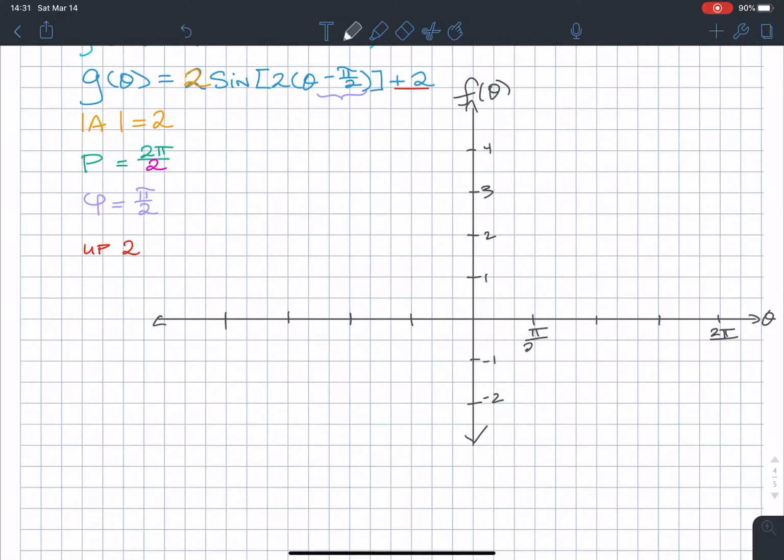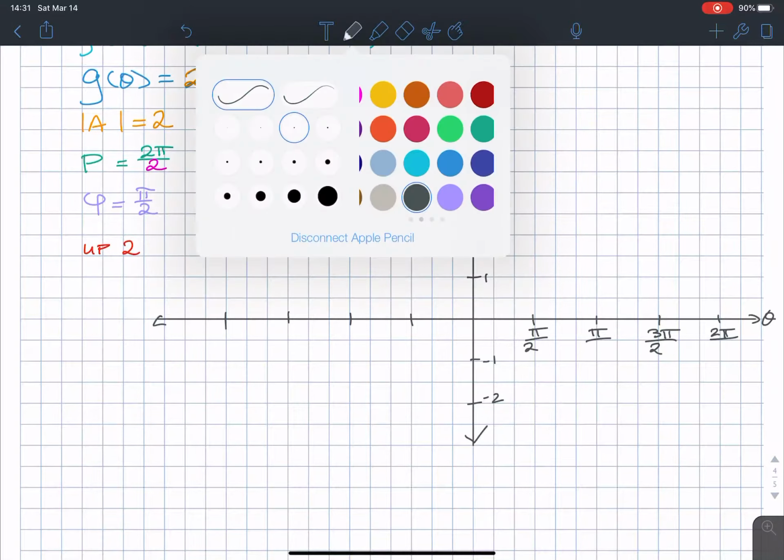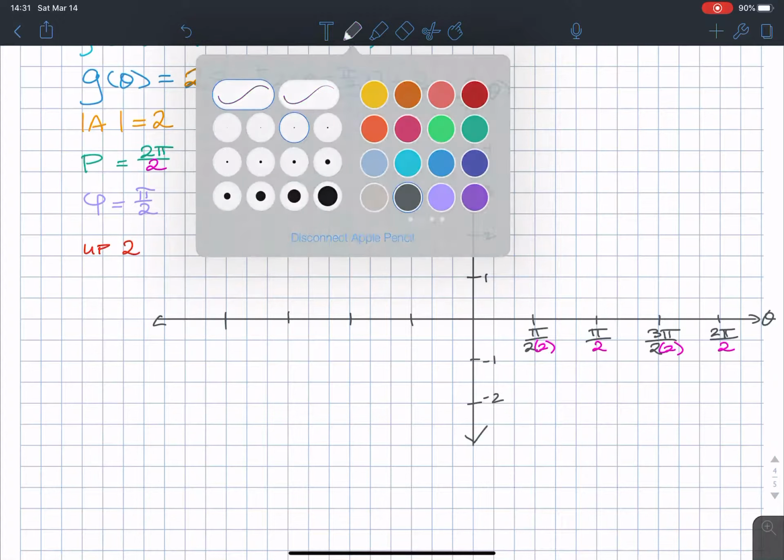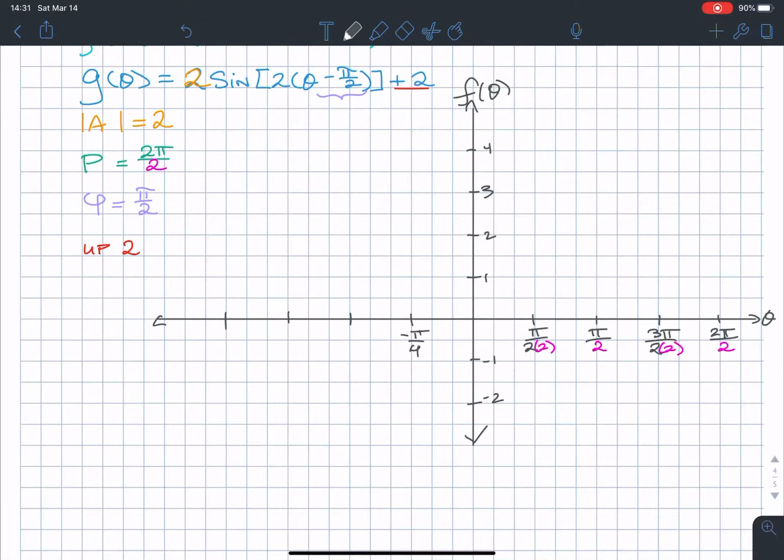So pi over 2 divided by 2, pi divided by 2, and 3 pi over 2 divided by the coefficient of theta, 2. So this corresponds to negative pi over 4, negative pi over 2, negative 3 pi over 4, and negative pi. So notice that I'm going to the right pi over 2 units, so that's 2 quadrants. Okay, so 3 steps here. Hopefully I have enough colors.